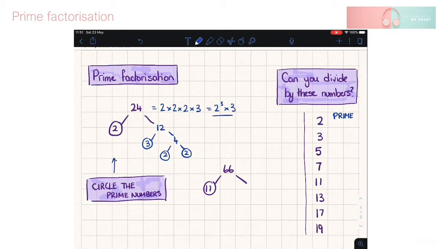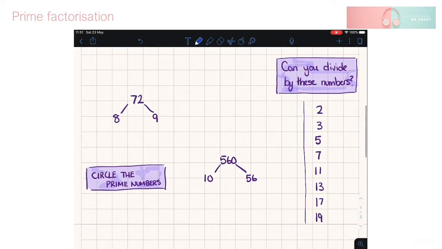Okay, let's check out the number 66. 66 is in the 11 times table, and 11 is on that list of prime numbers. So 66 can be split up into 11 multiplied by 6. 11 has been circled, 6 hasn't because it's not a prime number, but 6 can be split up into 2 multiplied by 3, and both of those numbers are prime. So we know now we can stop. And what numbers do we have? We have 2, 3 and 11. And so 66 is 2 multiplied by 3 multiplied by 11.